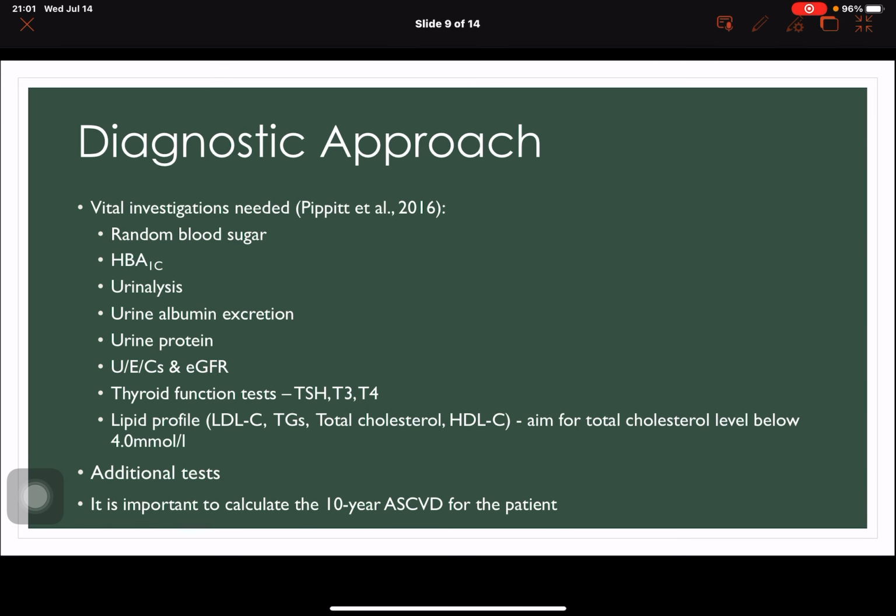You can also test for thyroid function tests such as TSH, T3, and T4. The lipid profile, aim for total cholesterol level below 4, of course. Additional tests may include specific autoantibodies for diabetes type 1, which are the anti-GAD antibodies, the anti-tyrosine phosphatase-related islet antigen, and also the islet cell surface antibody. C-peptide. Decreased C-peptide levels indicate an absolute insulin deficiency for type 1, and increased C-peptide levels may indicate insulin resistance and hyperinsulinemia, which is type 2.